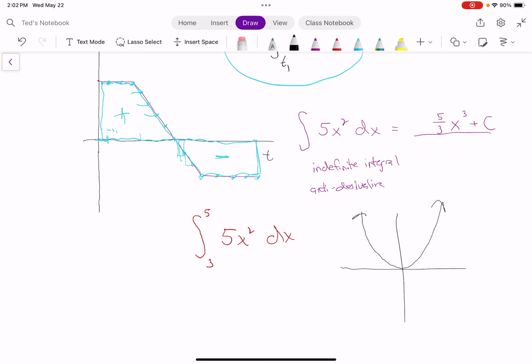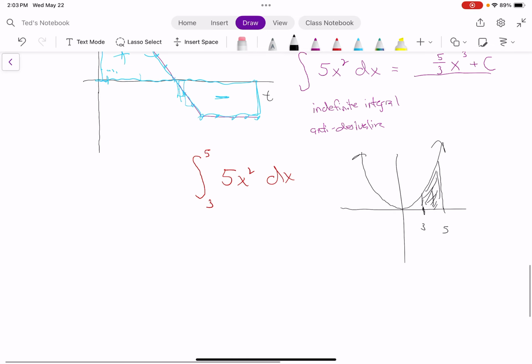And if we start at 3 and we go to 5, we're finding the area of that, the area below the 5x squared and above y equals 0. So we'd be finding this area. And how do we find that area? We first do the integral.